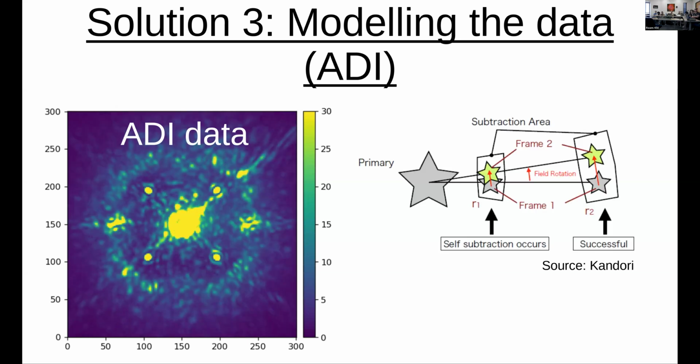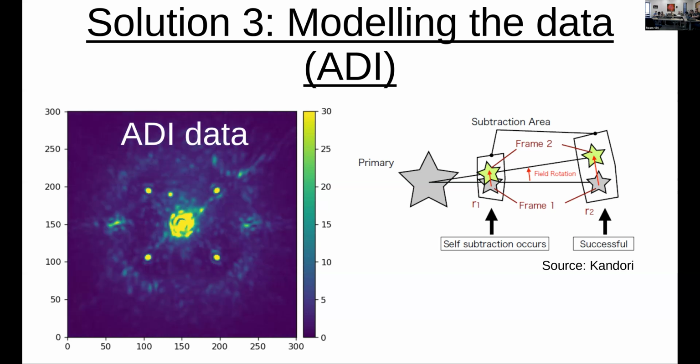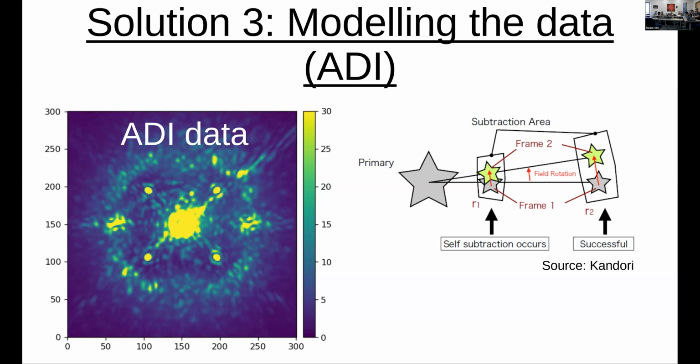And as you can see, there's a bit of a problem. The easiest way to subtract the star signal here is to just subtract two images from each other, because the star is relatively unchanging. If you subtract two images, it will get rid of the star. But because the planet is moving away, you will retain some planet signal.